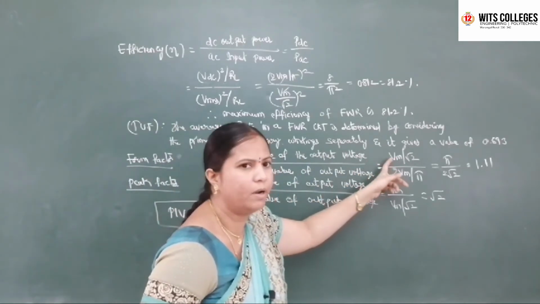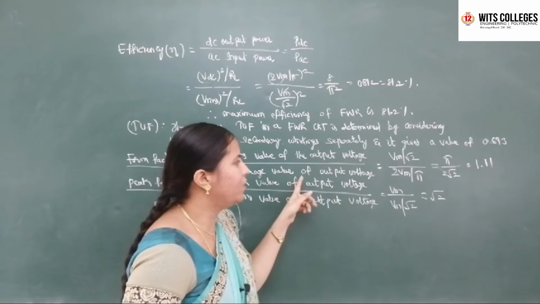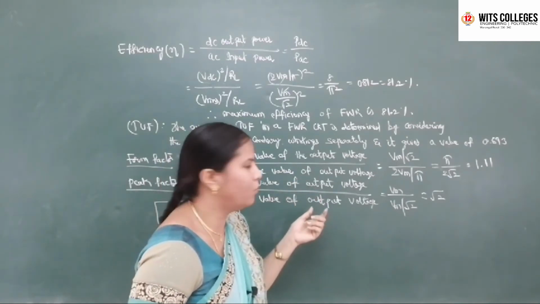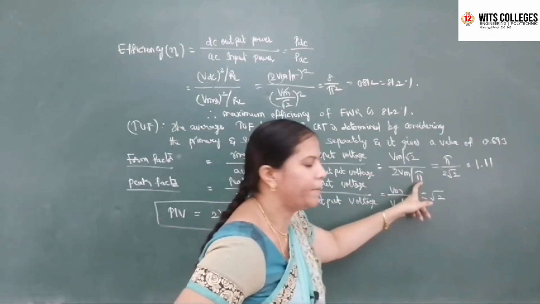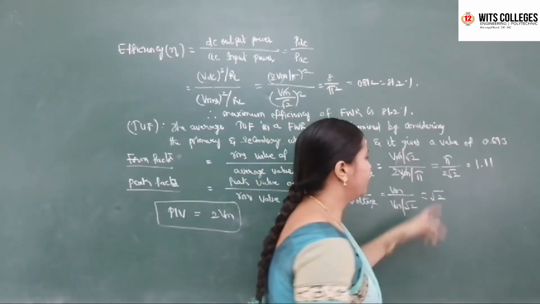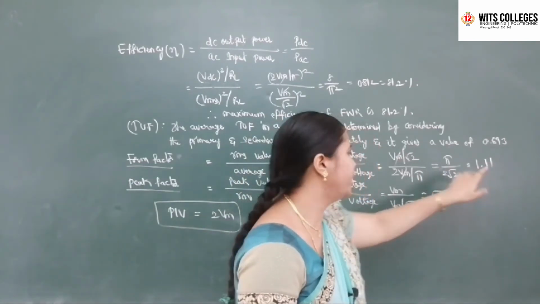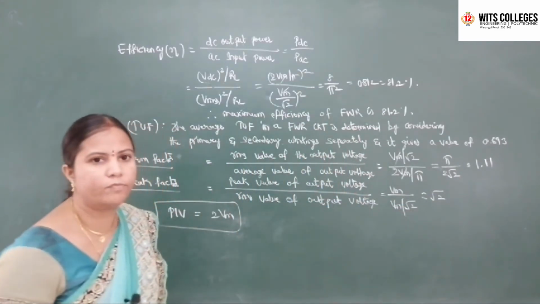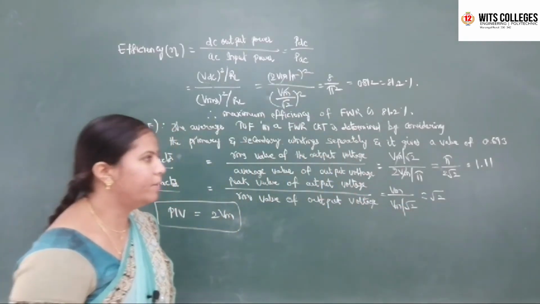VRMS is nothing but Vm by root 2. Average value means DC voltage, so VDC equals 2 Vm by pi, that is for the full wave rectifier. So Vm gets cancelled, and you will get pi by root 2, which is about 1.11. That is the form factor of the full wave rectifier, you got 1.11.